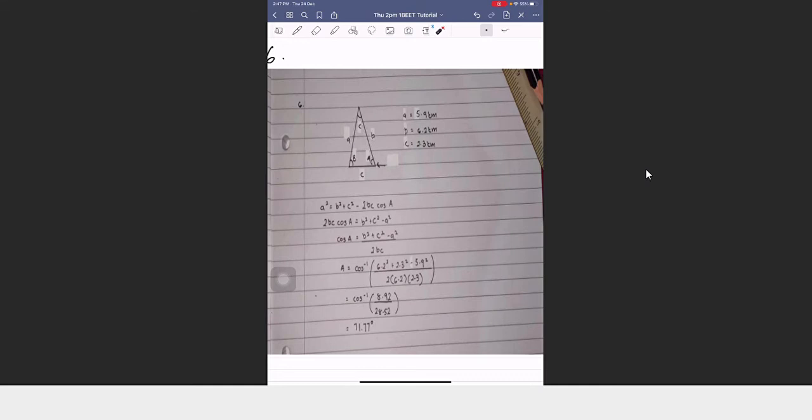So if I look at what your friends have here, A is 5.9, B is 6.2, C is 2.3. So this is your 2.3, and then you have your 6.2 and 5.9. That means 2.3 here, 5.9, 6.2.